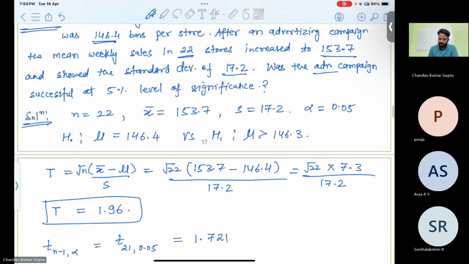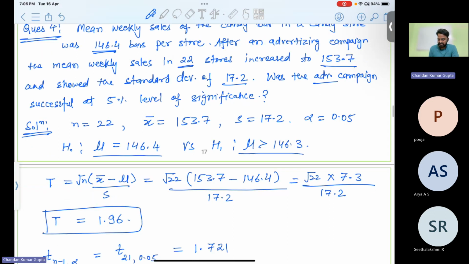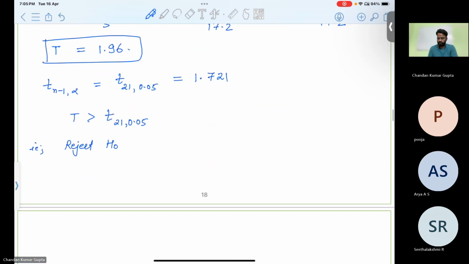Okay. So we conclude that the advertisement, what is that? We reject H naught. We reject this. That means this is true, that is, the average sale is greater than this. That means the campaign is successful. So we claim that the campaign is a success. Clear?